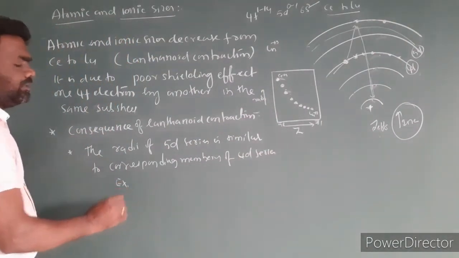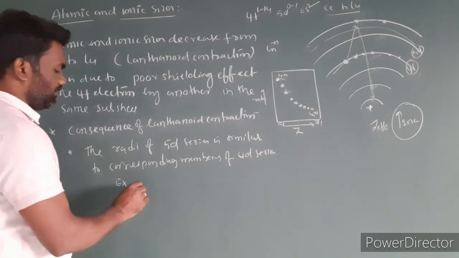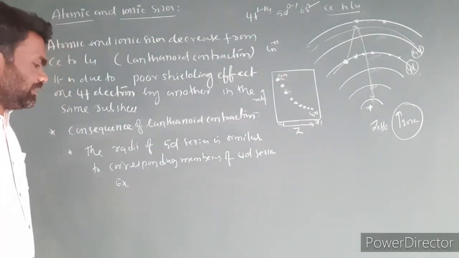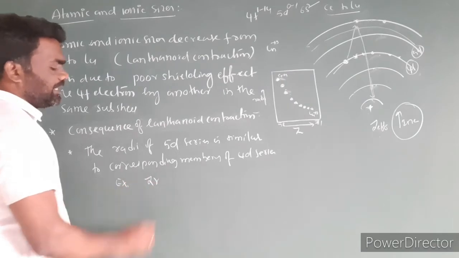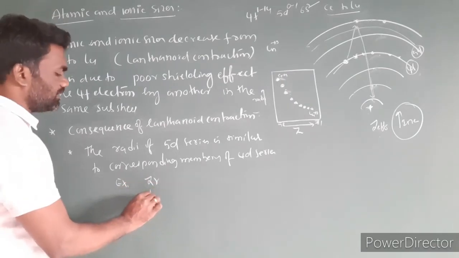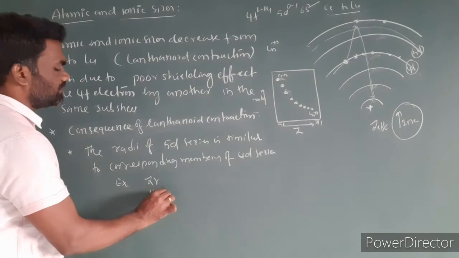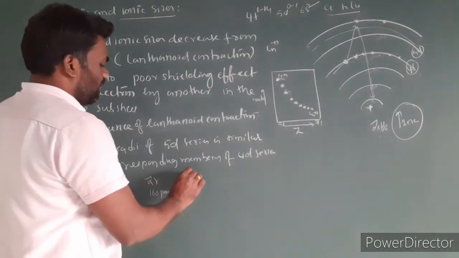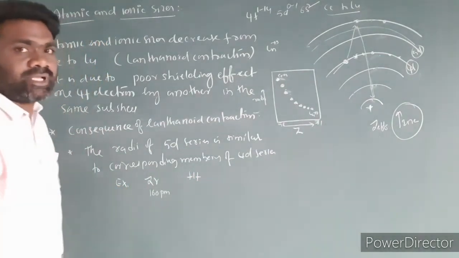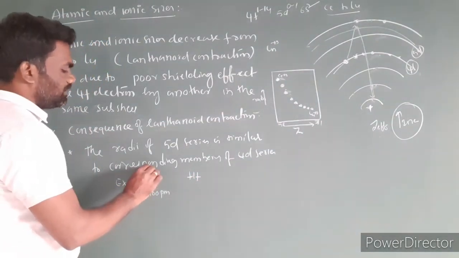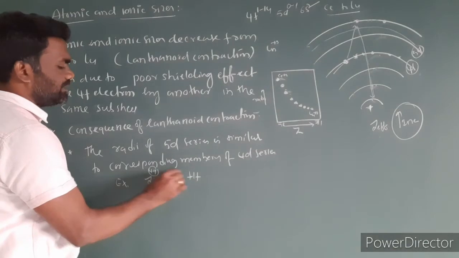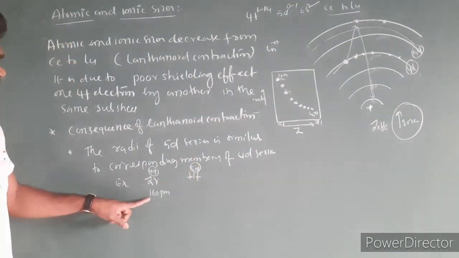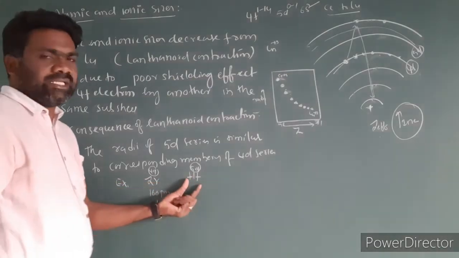For example, we can take zirconium and hafnium. The atomic radii of zirconium and hafnium are almost similar. Zirconium's atomic radius is 160 picometers. After zirconium comes hafnium. Zirconium belongs to the 4d series, and hafnium is a 5d series element.